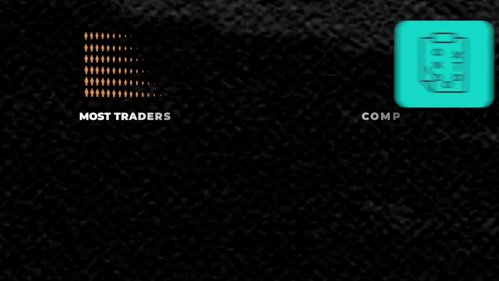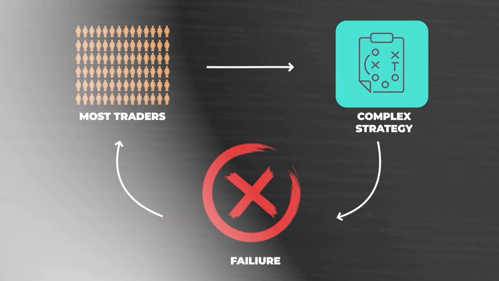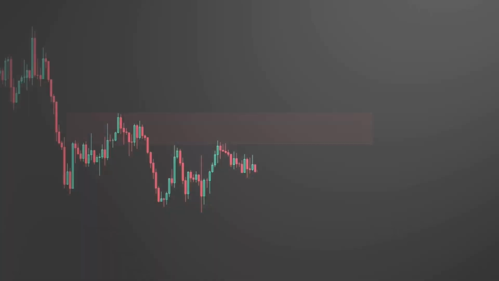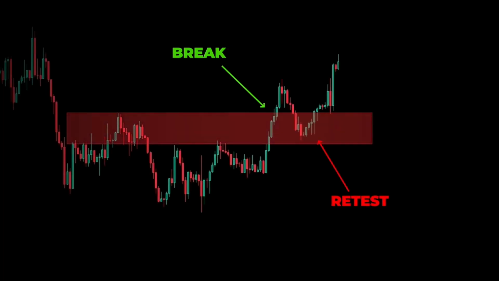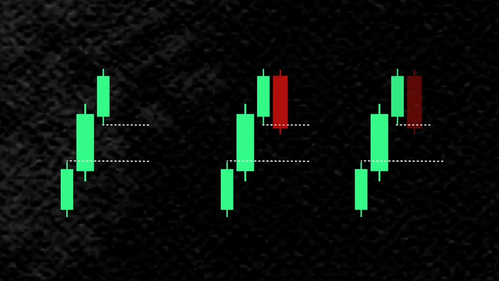Most traders find themselves failing because they don't have a simple strategy. So in this video, I'm going to show you the simplest break and retest. I mean, it is the simplest break and retest. One fair value gap, one entry, and one retest.